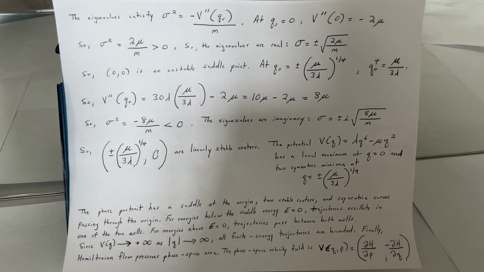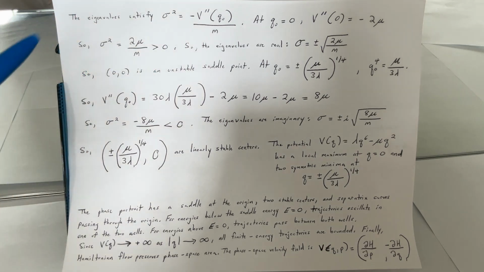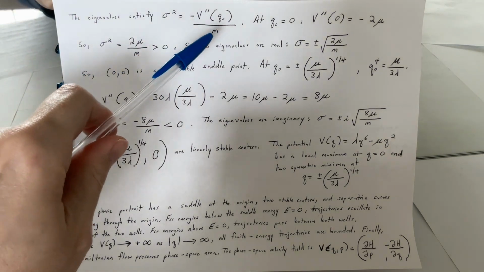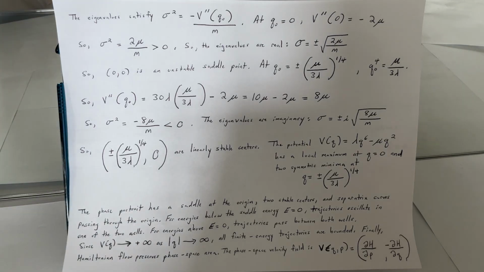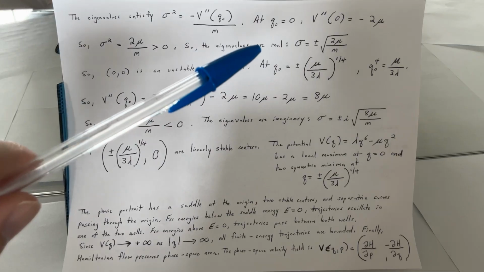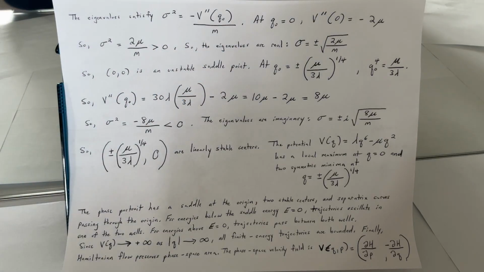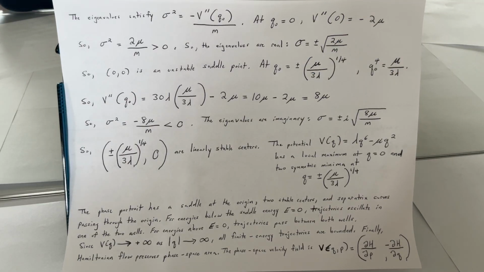Now from here, the eigenvalues satisfy sigma squared equals negative V double prime of q naught divided by m, and at q naught equals 0, V double prime of 0 equals negative 2 mu. So sigma squared equals 2 mu over m, and that's greater than 0. So the eigenvalues are real. Sigma equals plus or minus the square root of 2 mu over m. So we could say that (0, 0) is an unstable saddle point.